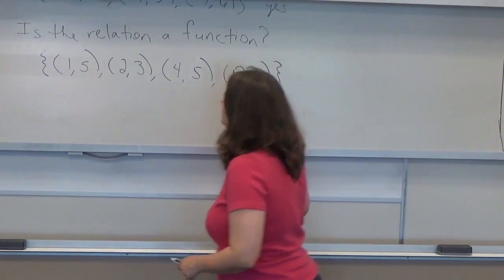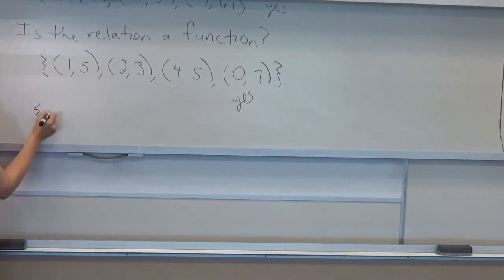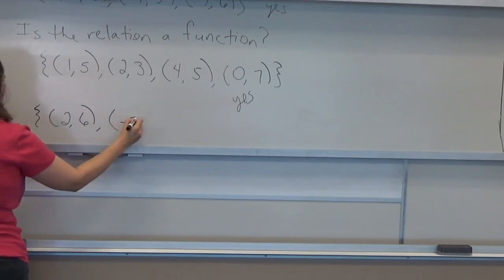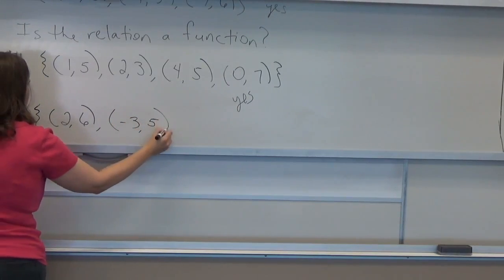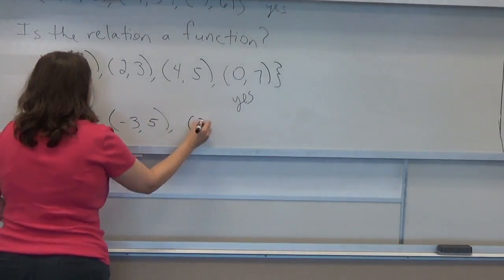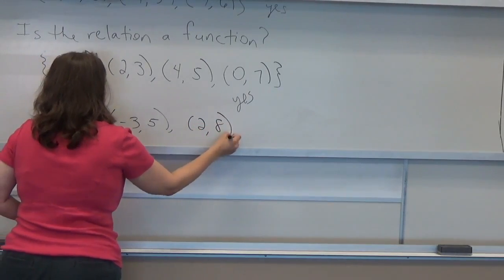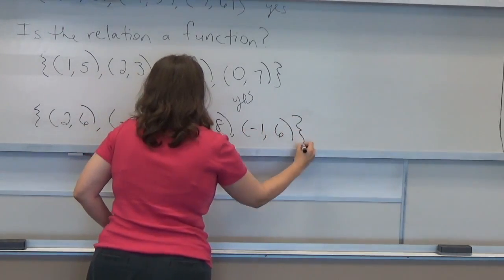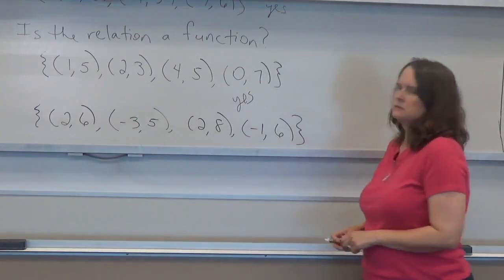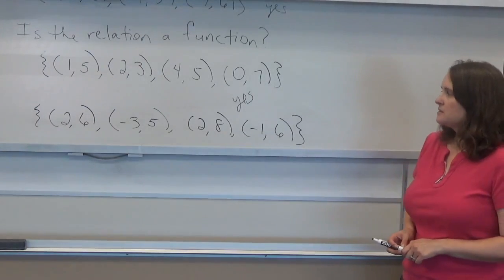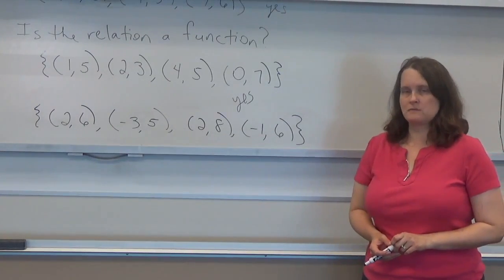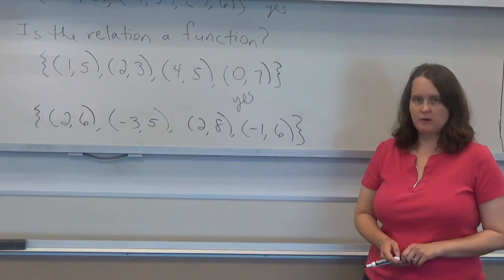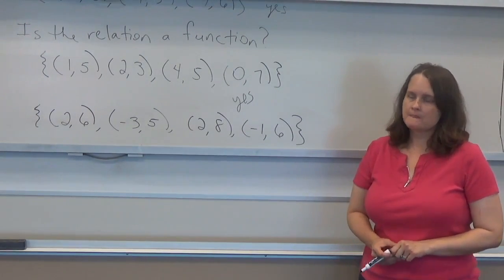What if we have ordered pair (2, 6), ordered pair (-3, 5), ordered pair (2, 8), and ordered pair (-1, 6). So again, if this is a function, each x value should be matched with exactly one y value. Think about that. Pause it for a second if you need to.